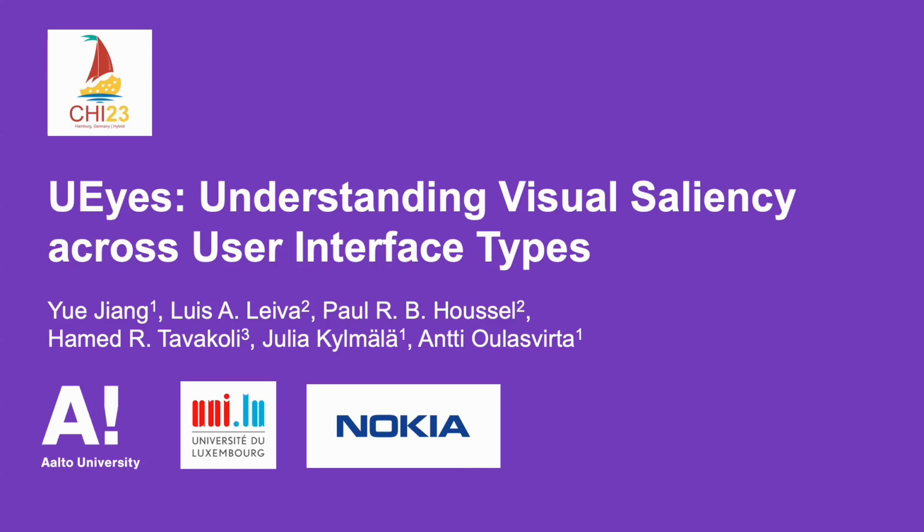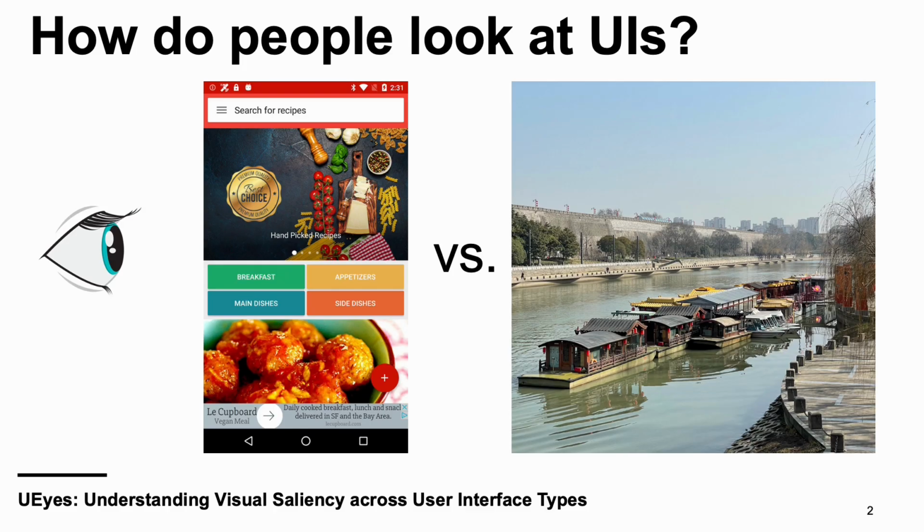Hello everyone, it's my pleasure today to present our paper UEyes: Understanding Visual Saliency Across User Interface Types. It is important for the HCI community to understand how people look at user interfaces. The fundamental question for HCI is, in which way are UIs special? How do they differ from natural things when people look at them?